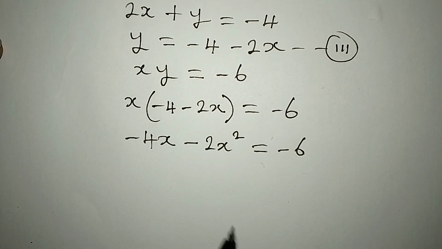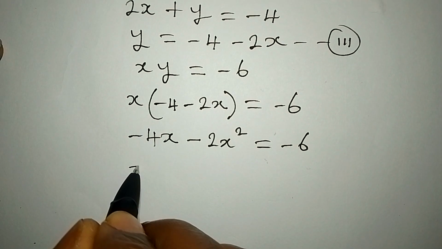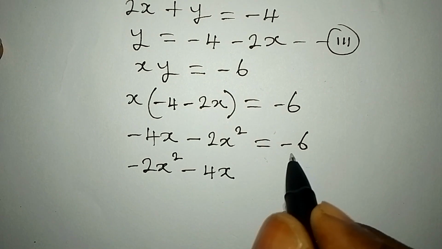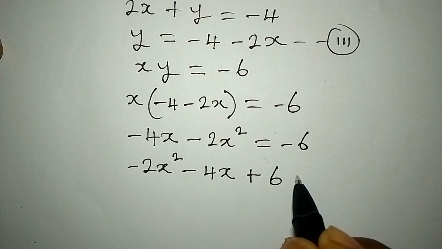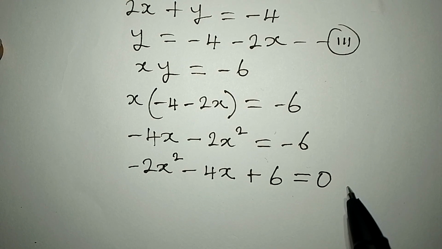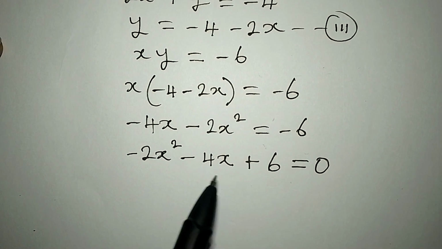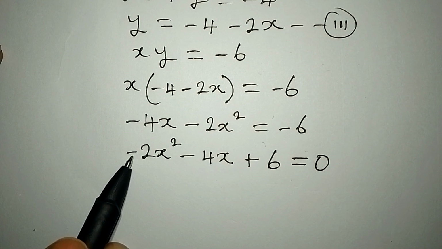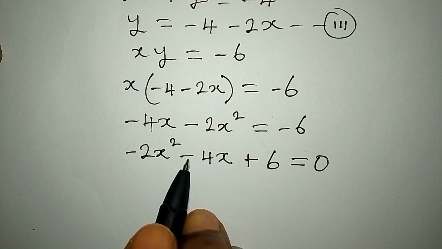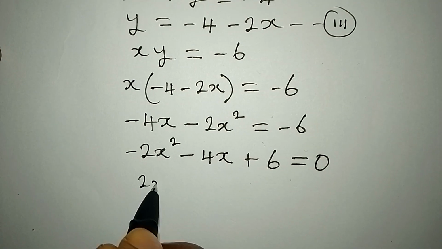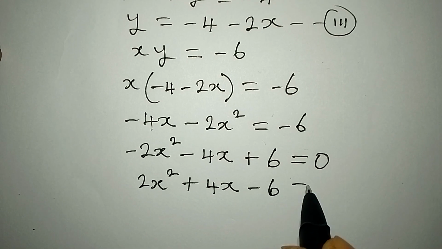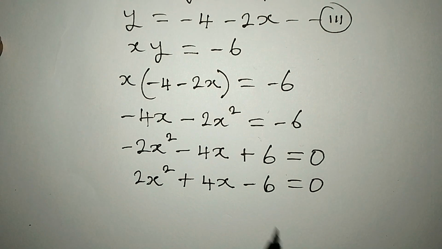But then we have to rearrange what we have here so that we'll have -2x squared minus 4x. In fact, let's bring this to the left and it becomes +6. This is now equal to 0. As a matter of fact, we are going to have a quadratic equation from here. But the first thing is to remove this negative and make this positive and make this negative. So we say 2x squared plus 4x minus 6 is equal to 0. What I've done is to multiply everything by -1.